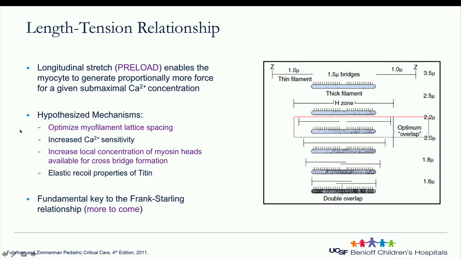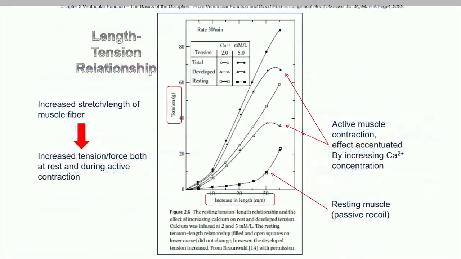There are many proposed mechanisms that increasing the stretch of the sarcomere is going to optimize myofibril overlap, will increase the local concentration of myosin heads available for crossbridge formation, and also capitalizes on the elastic recoil properties of titin. We'll spend some more time talking about this. This relationship holds true under both resting tension as well as active tension, that the force generated is going to be increased by the state of stretch of the myofibrils.